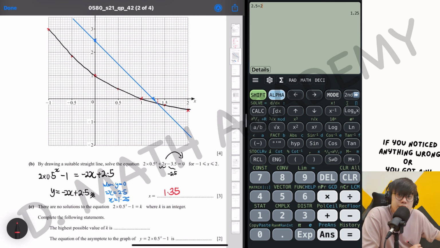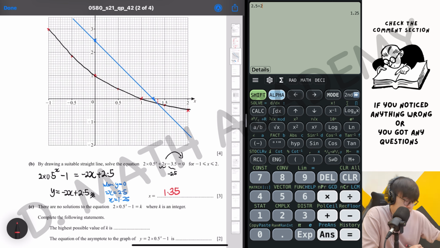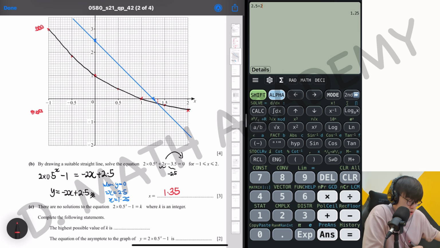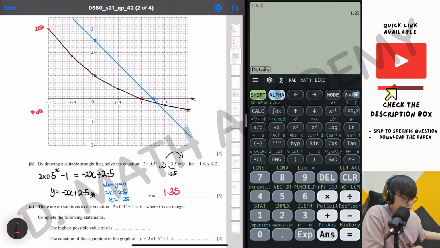As you can see, they gave us an inequality range here where x is from -1 until 2. Within this range, your y results is actually around 3 over here, all the way down to -0.5. So since anything above that will have results already, the highest possible value of k is -1.